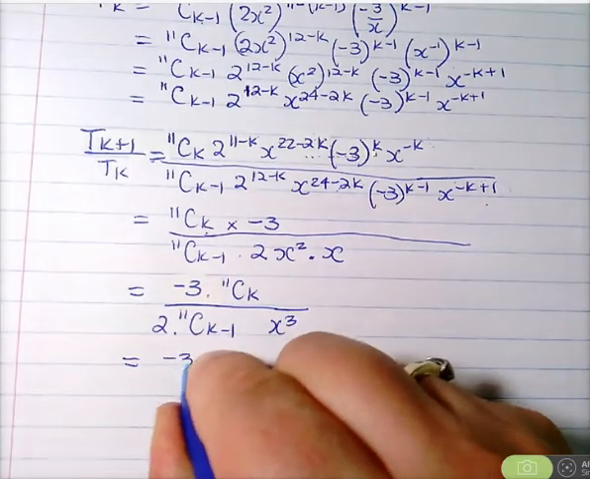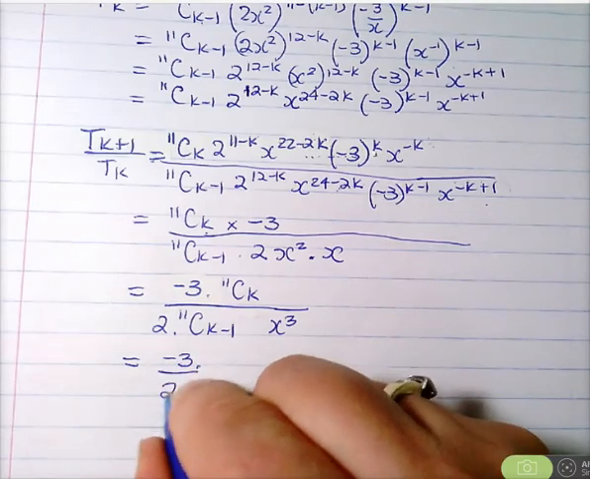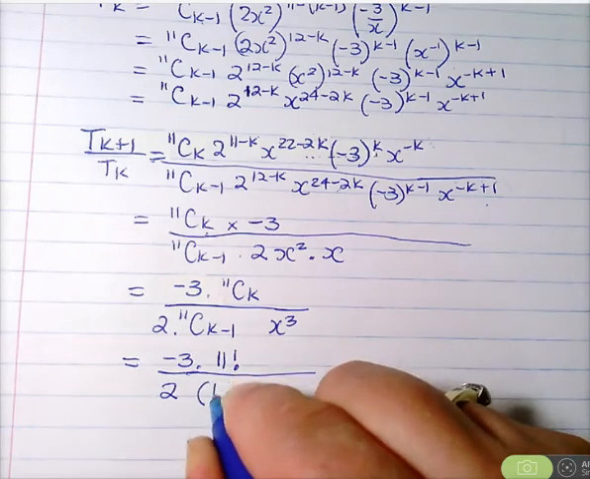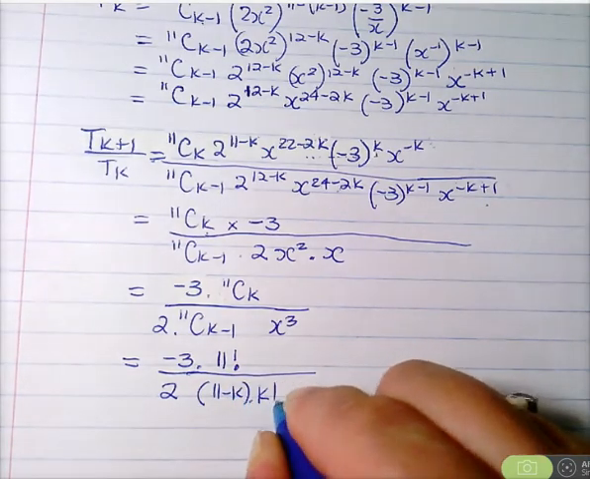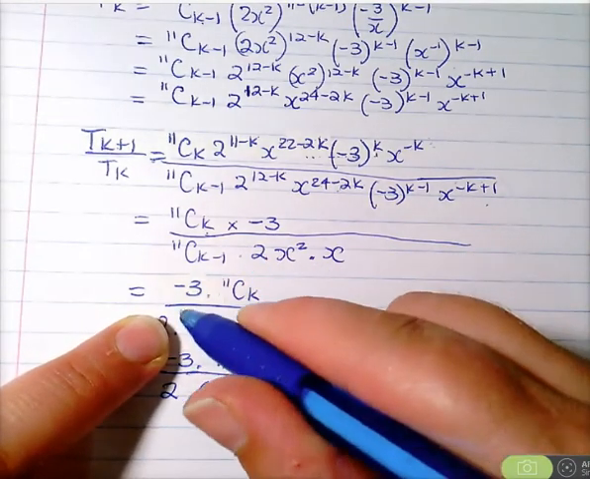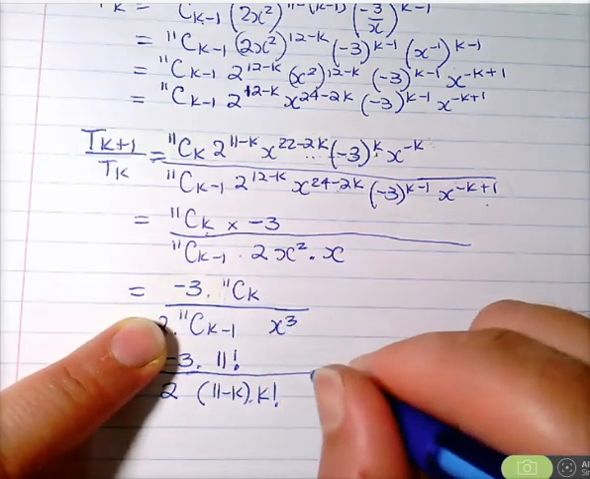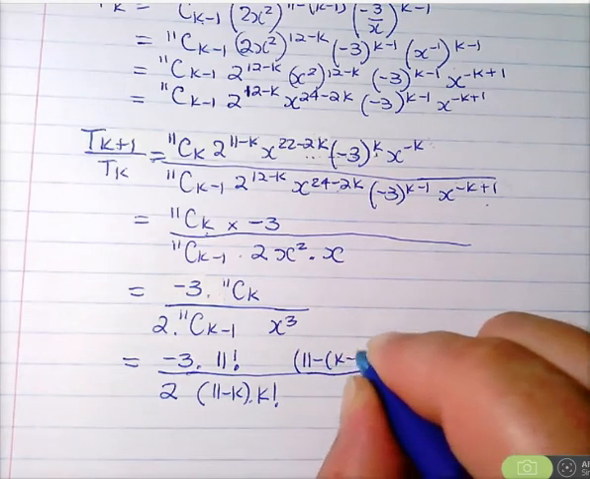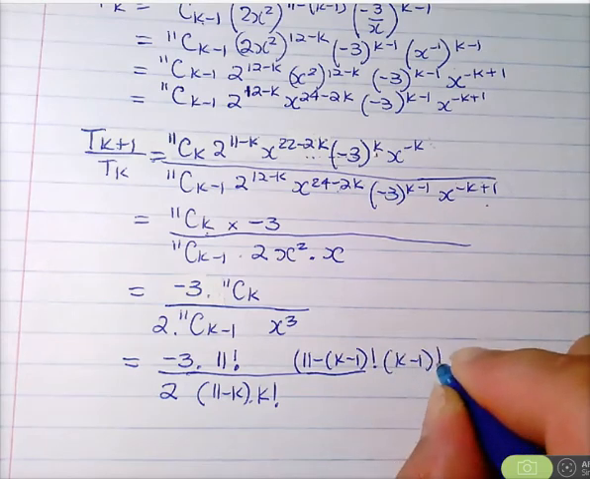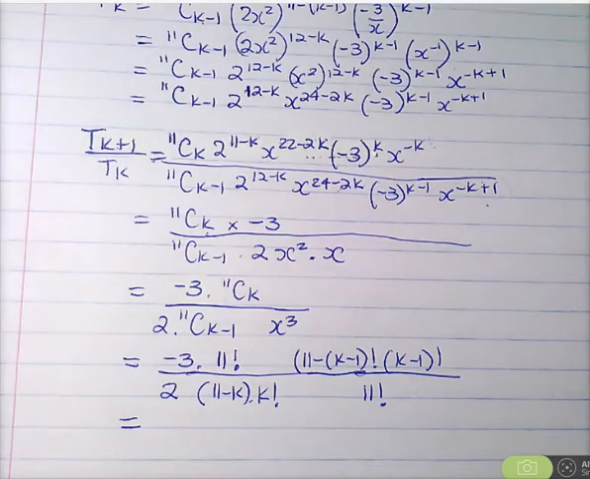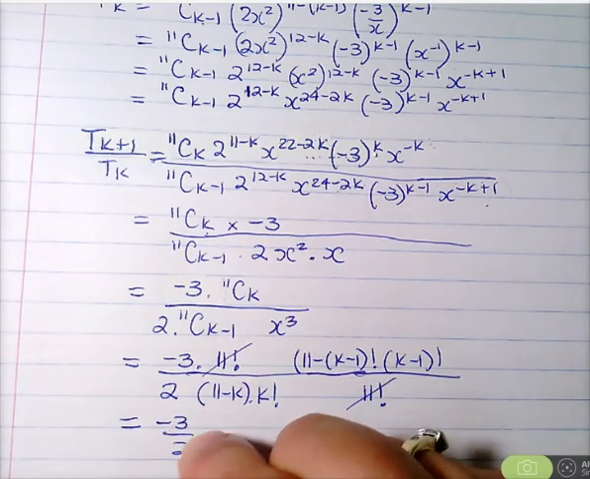So we've got that equals negative 3 times, and I'll put the 2 down there. Now 11C k is 11 factorial over 11 minus k factorial times k factorial, and we're dividing it by 11 factorial over 11 minus k minus 1 factorial times k minus 1 factorial, or times, flipping it, we get 11 minus k minus 1 factorial times k minus 1 factorial over 11 factorial. Okay, it's just easier to do it there. So therefore the 11 factorials cancel, and we've got negative 3 over 2.